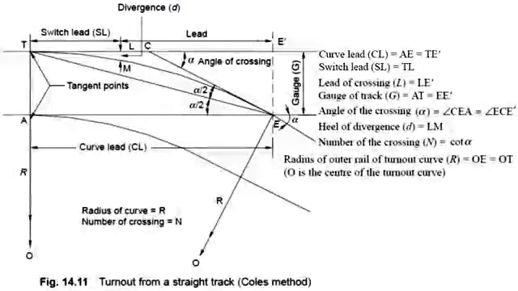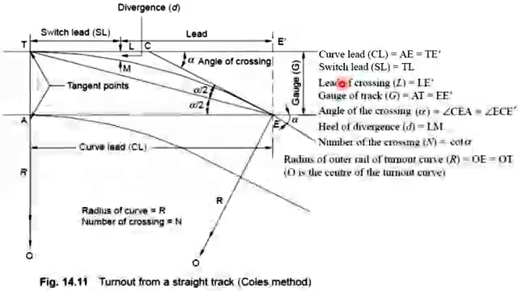So this figure shows the layout of a turnout. We can see the different notations here. First one is a curve lead, which is AE or TE dash. Next one is switch lead, which is TL. You can observe the notations in the figure also. Curve lead AE or TE dash.